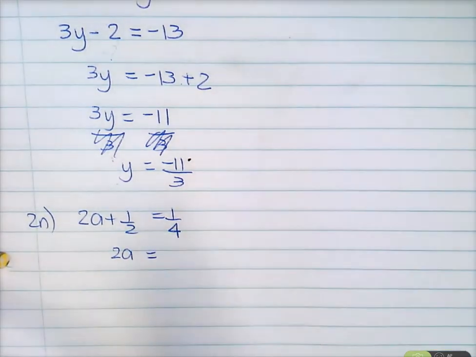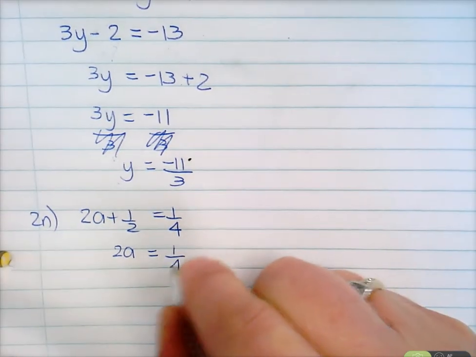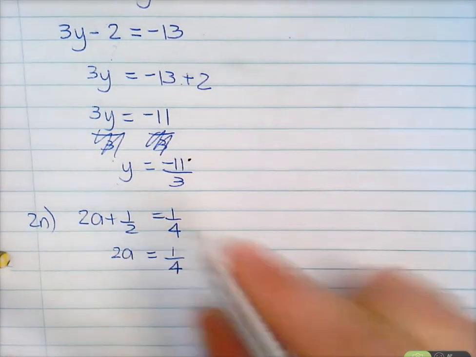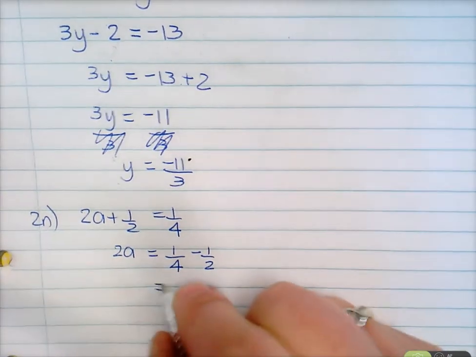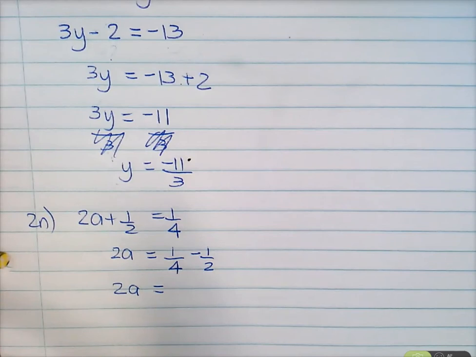Girls, a half and a quarter are just numbers because there are no pronumerals next to them. So be careful. What am I going to do with the plus a half? Opposite, minus a half. What's a quarter minus a half? Think. Girls, what's a half minus a quarter? A half minus a quarter.